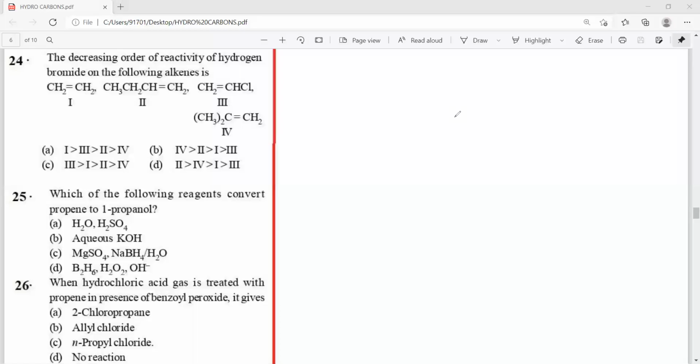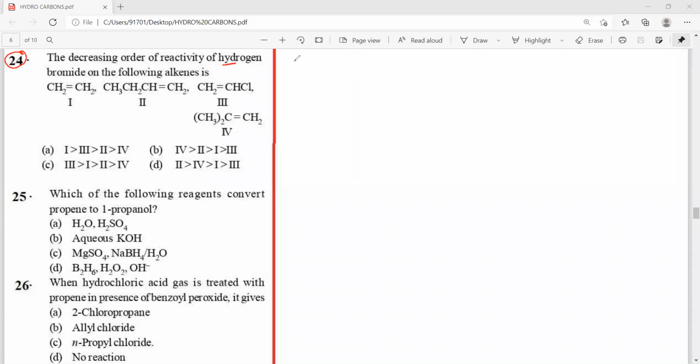Listen carefully, dear students. 24th question. In this question, we have to find out the correct reactivity order of the given alkenes when they react with hydrogen bromide.